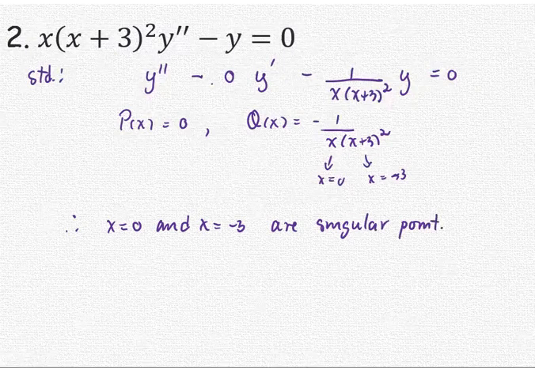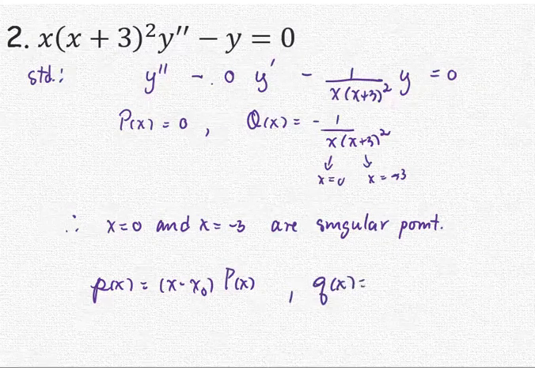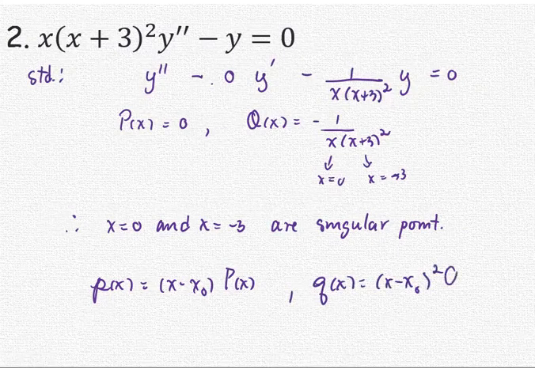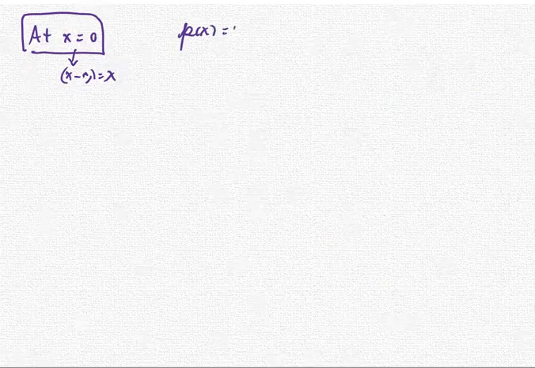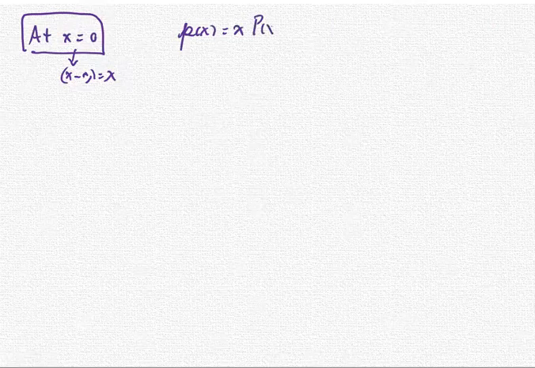Okay, singular points. And then based on the uppercase P and uppercase Q, the lowercase p is x minus x0 times the uppercase P, and the lowercase q is x minus x0 squared times the Q(x). So then we're going to check one point at a time. At the singular point x equals 0, the factor that we're going to use is x minus 0, or just x. So the lowercase p is going to be x multiplied by the capital P. The capital P is 0, so it's going to be 0. So the lowercase p is continuous everywhere.